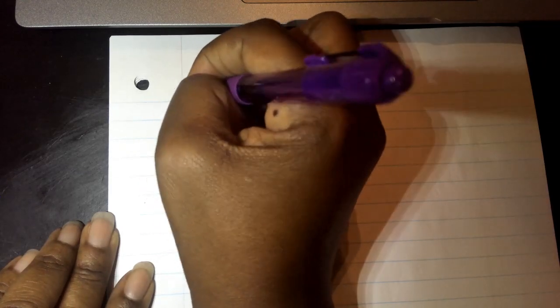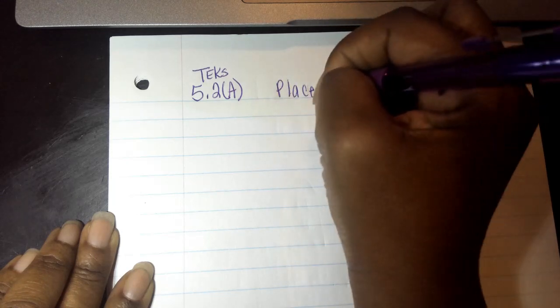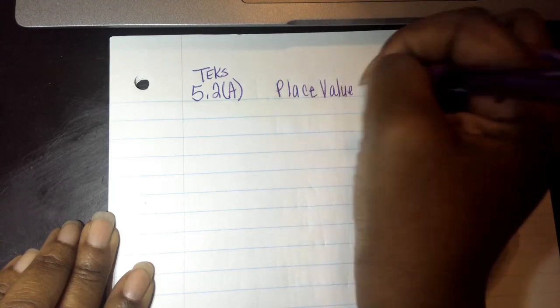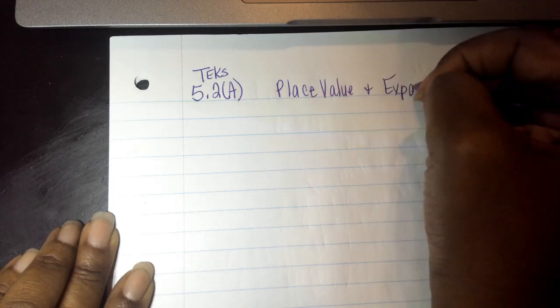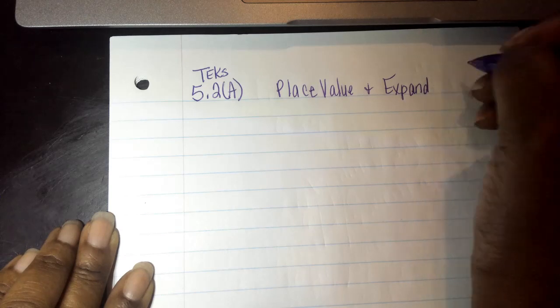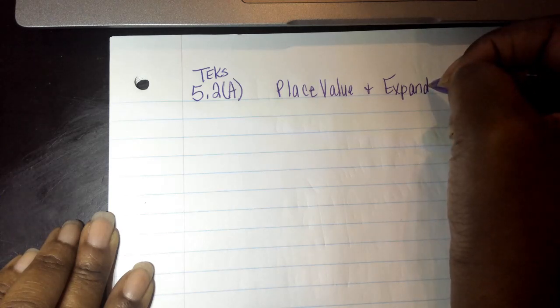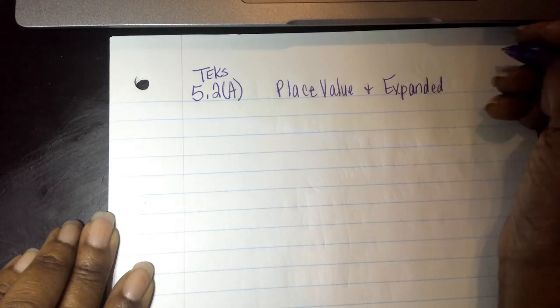So we're continuing our conversation about place value. That's our TEK. We're in Texas, so that's what I will be talking about. With this part of our place value, we are going to talk about expanded notation. So I'm going to say place value and expanded notation. The reason for that place value foundation was so that students will know how to do the next step.